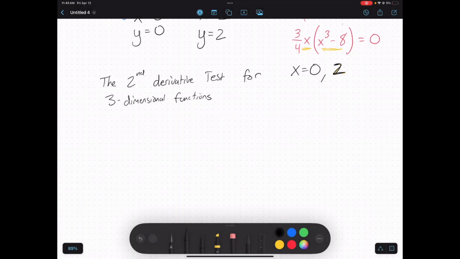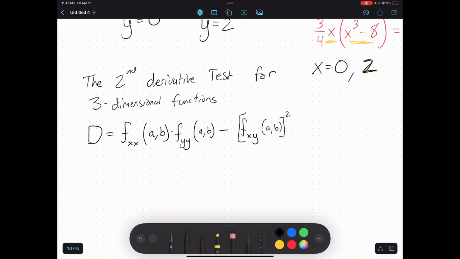So what we're going to do here is find what's called a determinant. So we're going to use D for determinant, and we're going to take the double derivative of x evaluated at my critical point, times the double derivative of y evaluated at my critical point, minus the mixed derivative f sub xy evaluated at my critical point, squared. Now remember, that mixed derivative doesn't depend on the order you do it in. If you did y first and then x, you'll get the same value. So don't stress about it having to be x then y. It doesn't actually matter.